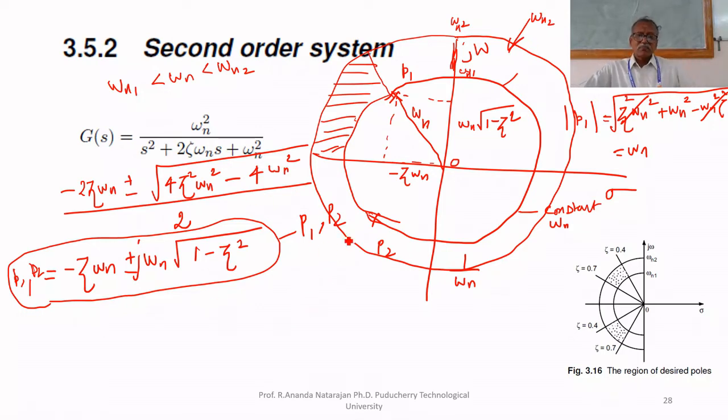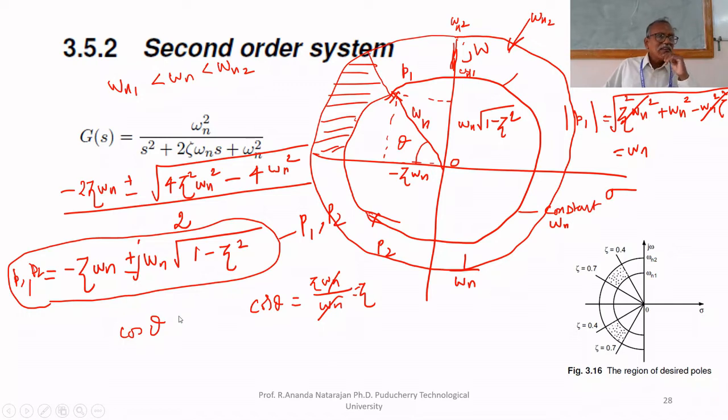What is the angle? This angle between this line from origin to that pole 1 is theta. What is cos theta? Cos theta equal to adjacent side by hypotenuse. Zeta omega n upon omega n getting cancelled, zeta. Therefore, zeta is damping factor. Therefore, cos theta is damping factor.